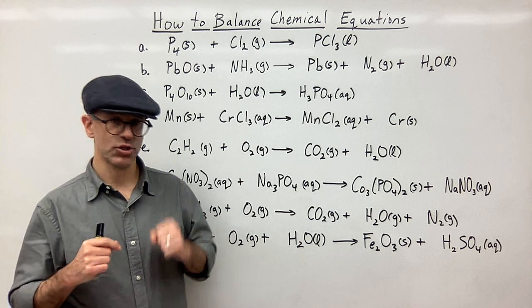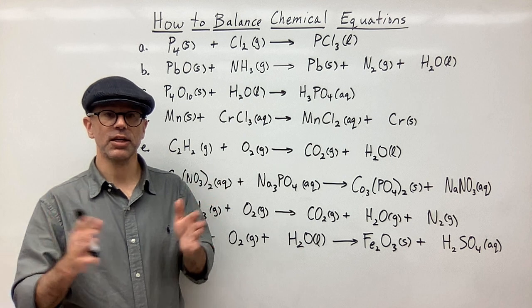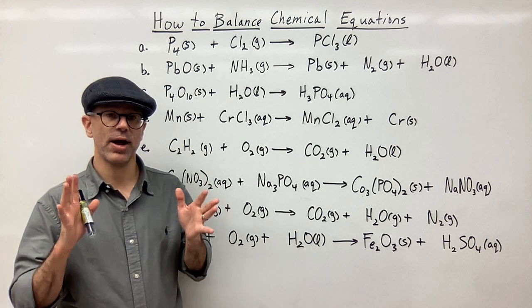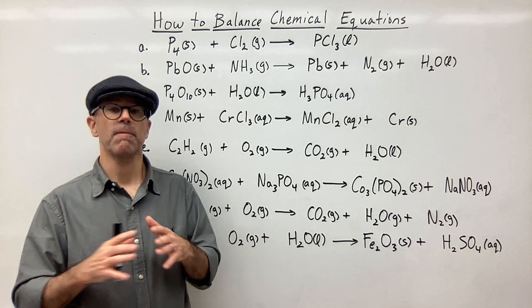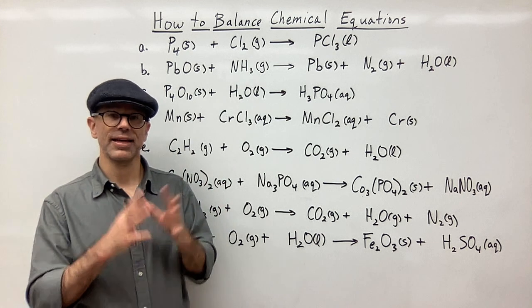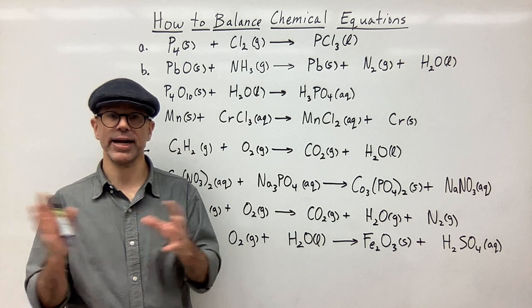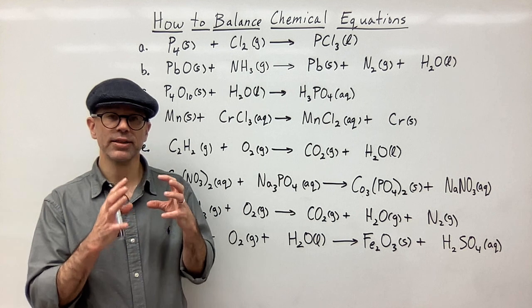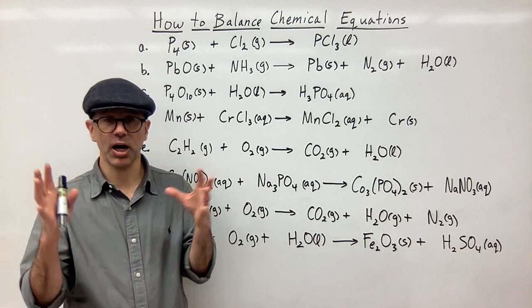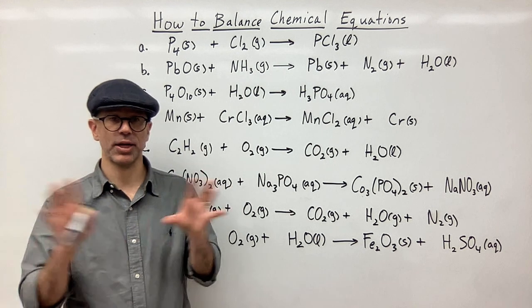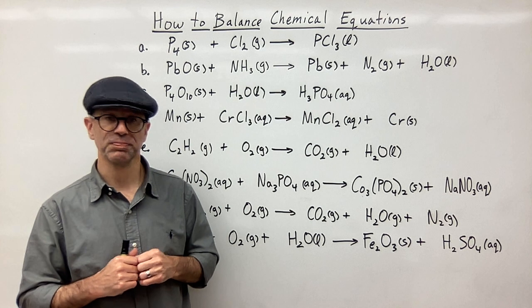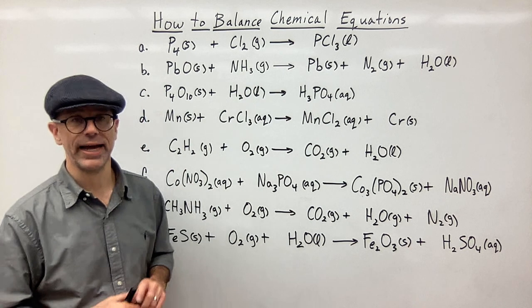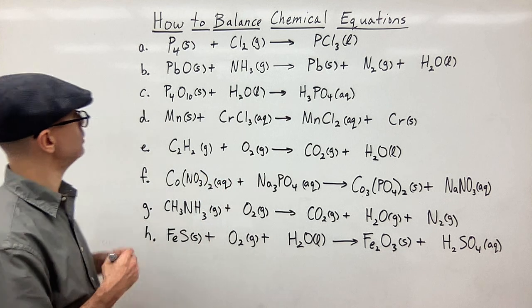The other thing to keep in mind is that if you have polyatomic ions in your formulas and they don't come apart, they stay together on the left and right hand side, then you can treat that as one unit. You don't have to break it up and count each individual atom and make sure that they balance. You can just count it as a unit in and of itself. So let's go ahead and show how this is done.